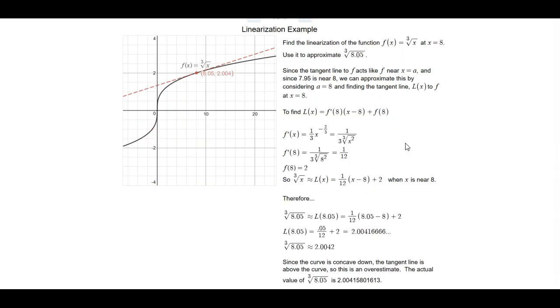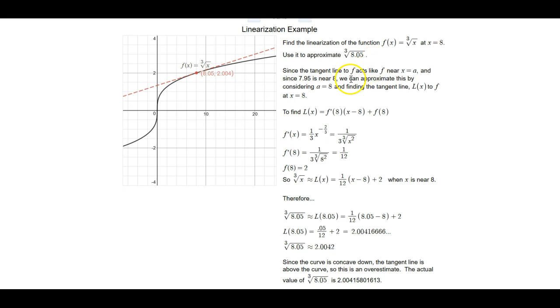So here's an example. The linearization is used to approximate unknown values that are close to something else for a function. Let's look at the function cube root of x at x equals 8. Well, I know the cube root of 8 is 2. So to approximate the cube root of 8.05, I can expect it to be near 2, but we can get a little better approximation than that.